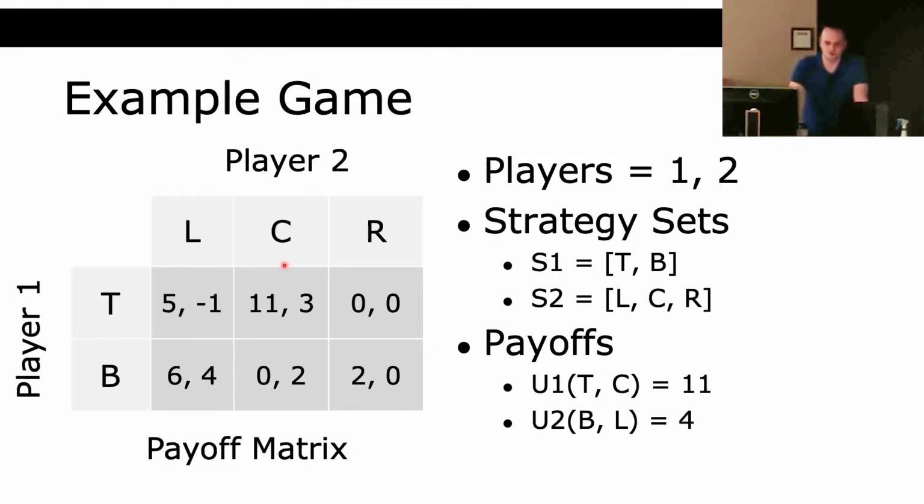For example, if I were to ask you, what is U1 of TC? Well, that means what is the utility for player 1 if player 1 chooses top and player 2 chooses center? And so that's right here. That's 11. Also, what is the utility of player 2 if player 1 chooses bottom and player 2 chooses left? Well, that's right here, because it's the second one. That's the utility of player 2. So that's what this means in mathematical terms. That's how you define all of these things.